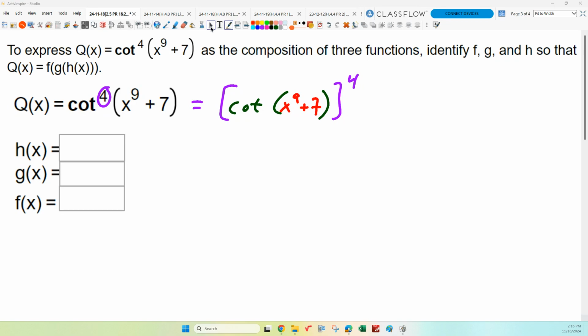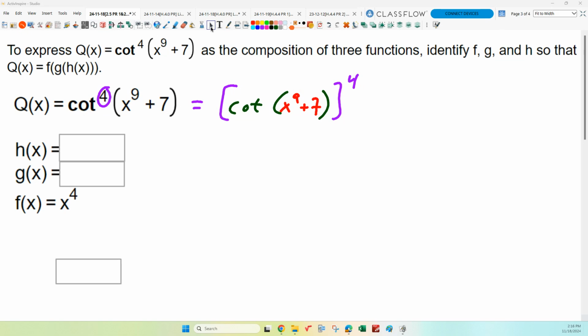Okay, so then what is the outer layer? h of x would be what? The outermost layer is h to the fourth, isn't it? Right, so f of h is h to the fourth. Well, what is f of x then? x to the fourth. There you go.